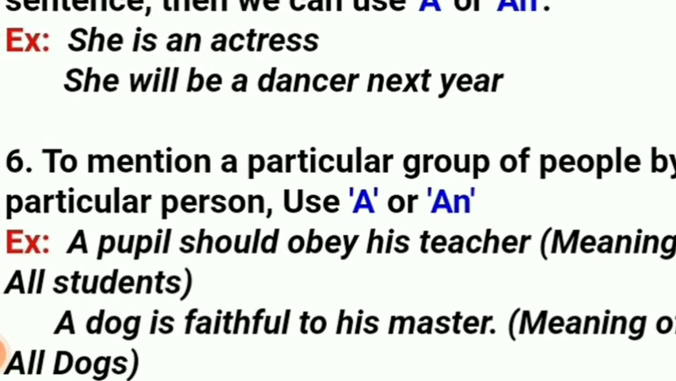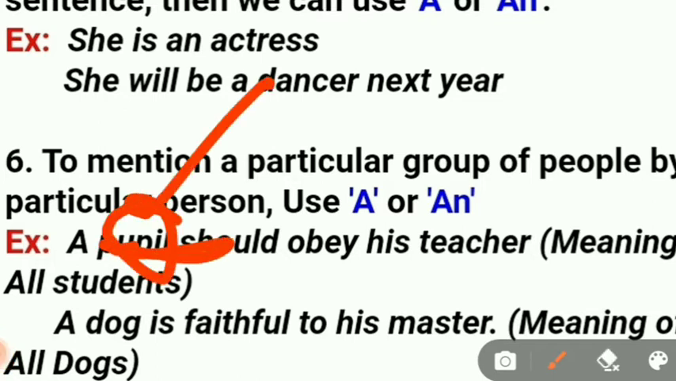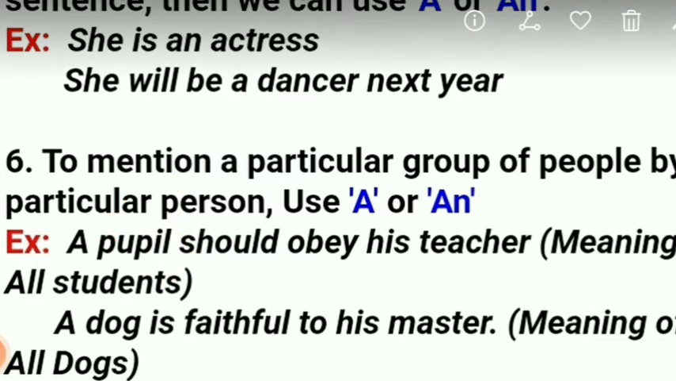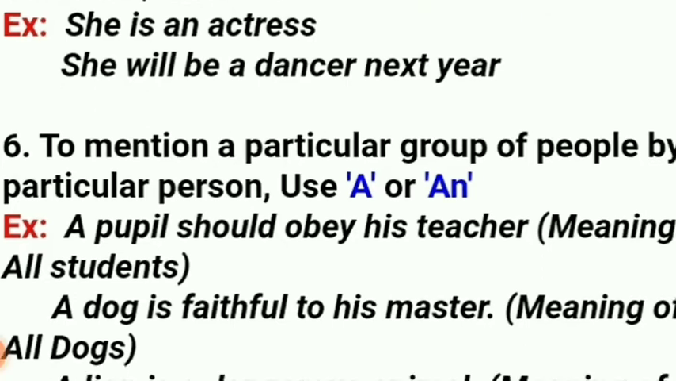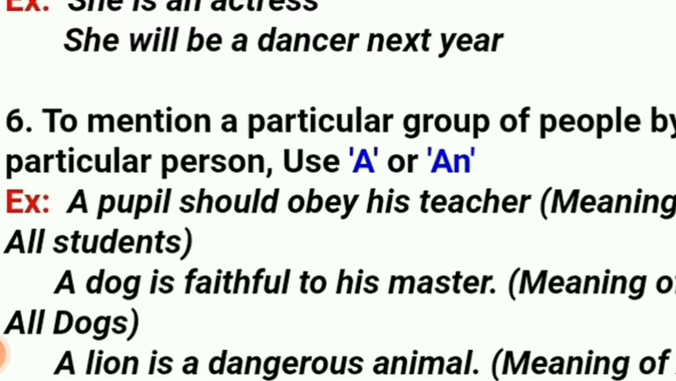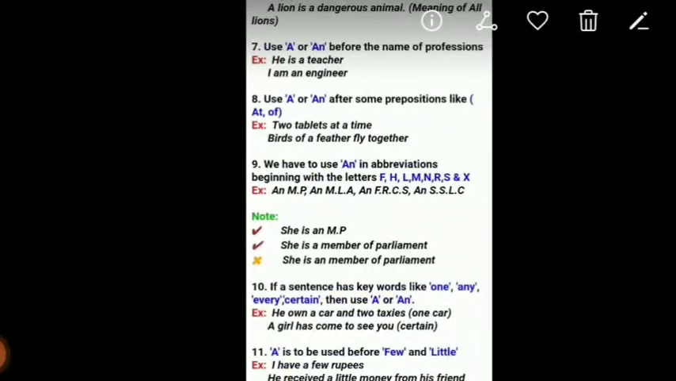Next, to mention a particular group of people by a particular person: a pupil should obey his teacher. It means all students; pupil means a small child. So many students come under pupil. Next, a dog is faithful to his master. Don't use the. A dog means so many dogs are there, so don't tell it is a particular dog. A lion is a dangerous animal. Here lion means so many lions.